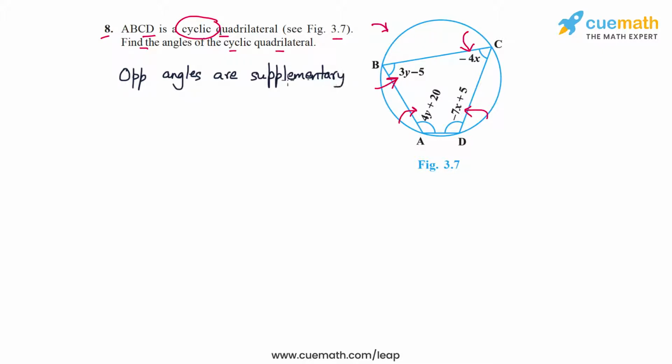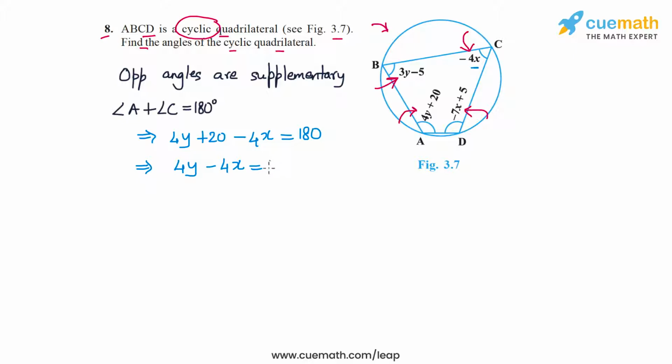So using this fact, we have angle A plus angle C is equal to 180 degrees, and that means that 4y plus 20, which is angle A, and then minus 4x, which is angle C, this should be equal to 180. And let's simplify this. So we get 4y minus 4x equal to 160, 180 minus 20, and let's actually cancel out the common factor of 4. So we get y minus x is equal to 40. So this is the first equation we get in x and y.